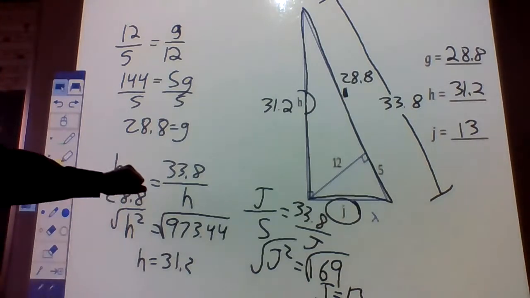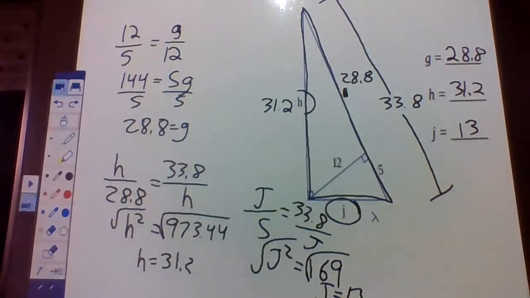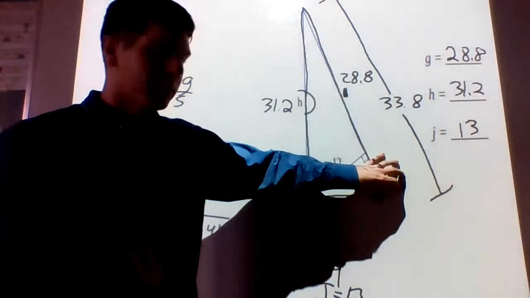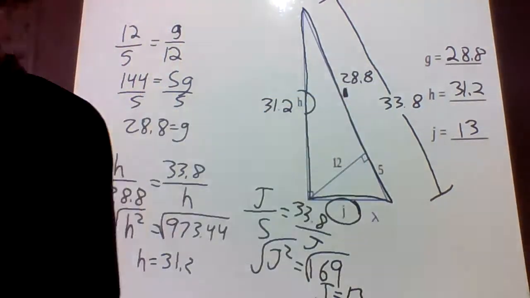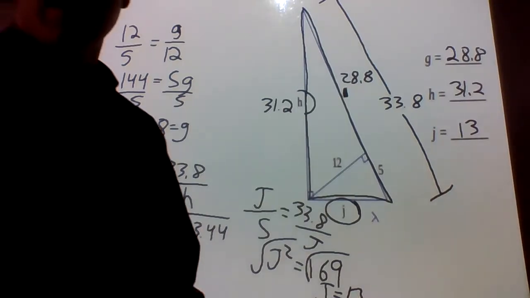Okay, so if you're using altitude, you take the two pieces. If you're a leg, you take the closest piece and then the whole thing. All right, that's it for the notes. On to the practice.